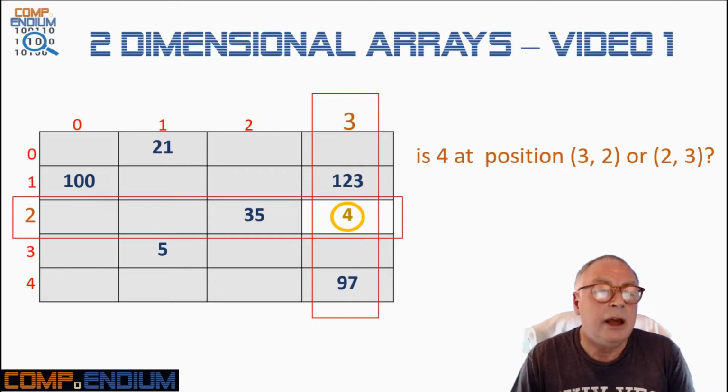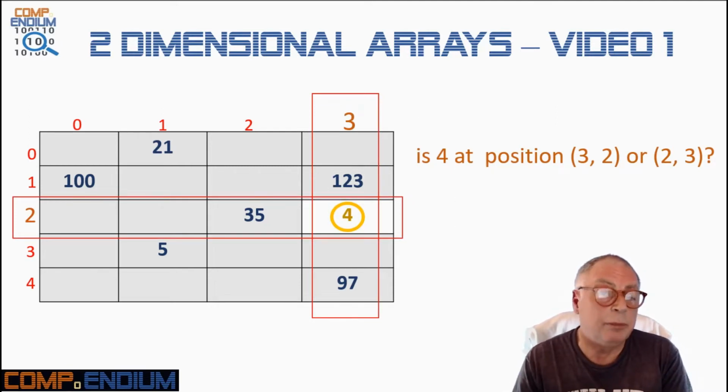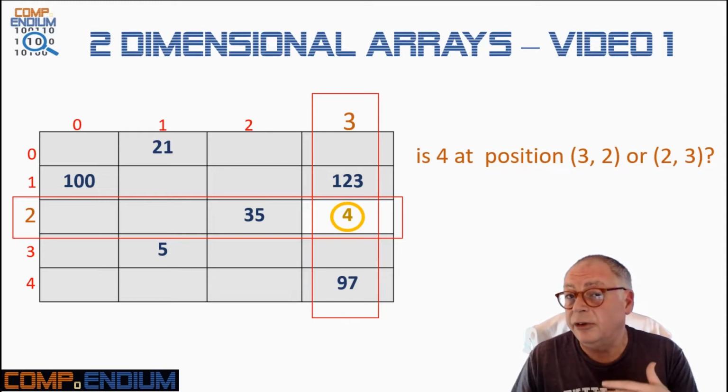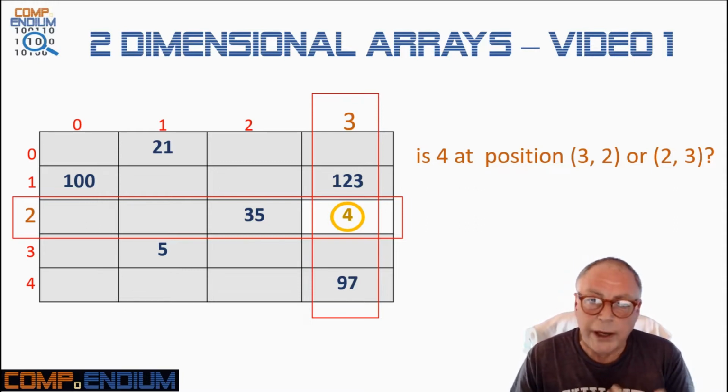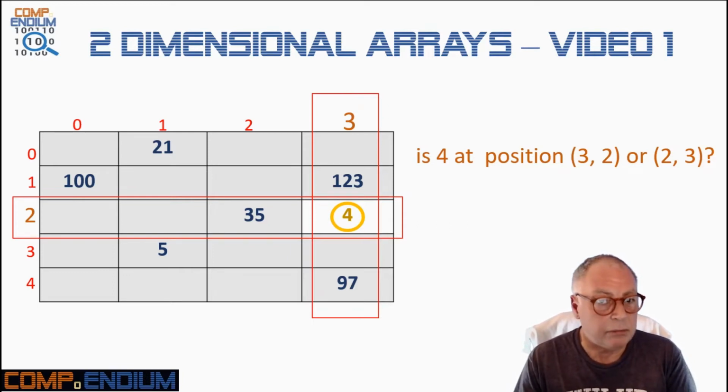So we could say that value 4 is at a particular position in our table because we know the column and the row. The question is, which way round do we express this? Where is 4 in the table? Is it at position 3, 2, in other words, column 3, row 2, or would we say it's at position 2, 3, in other words, row 2 and column 3?